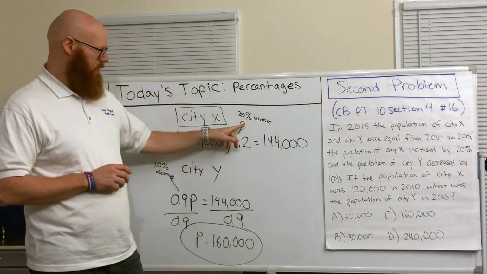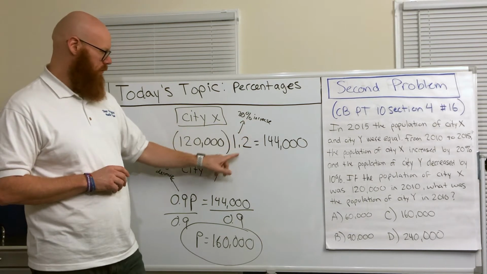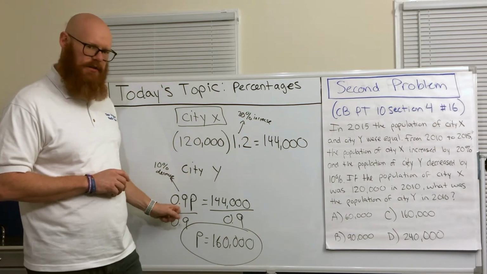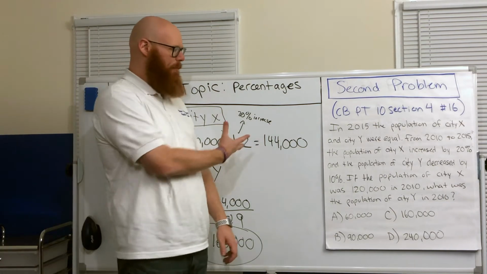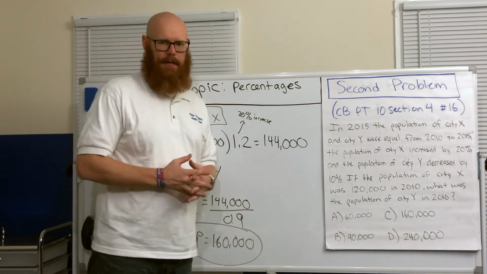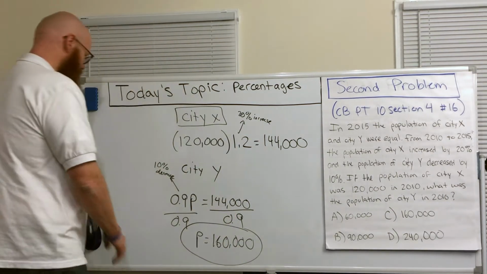And also using these little shortcuts of knowing 20% increase is 1.2, 10% decrease is 0.9. All right, the math behind it is not difficult, but setting it up can be. All right, so let's move on.